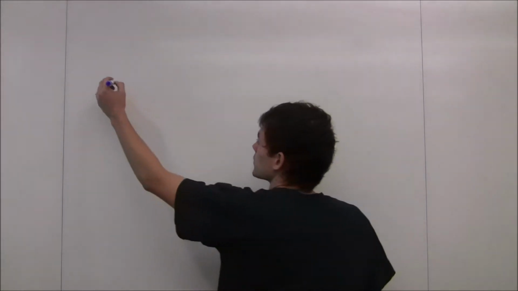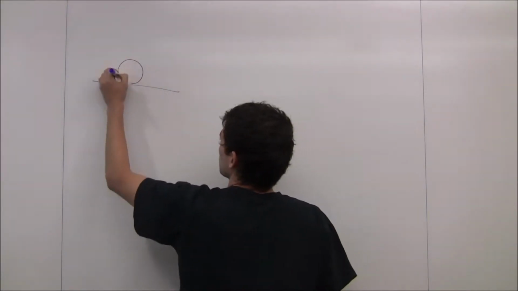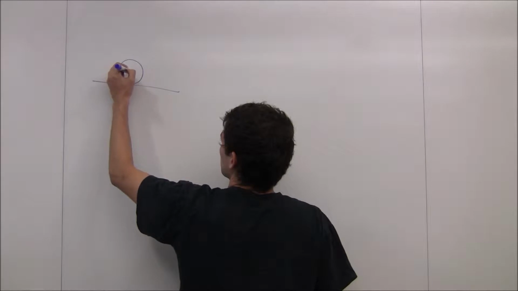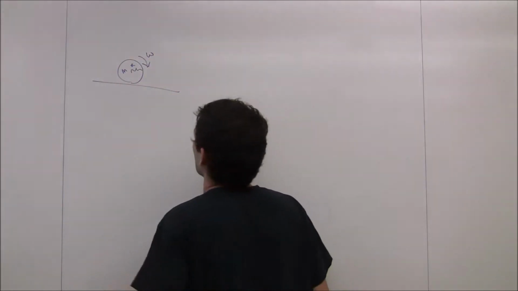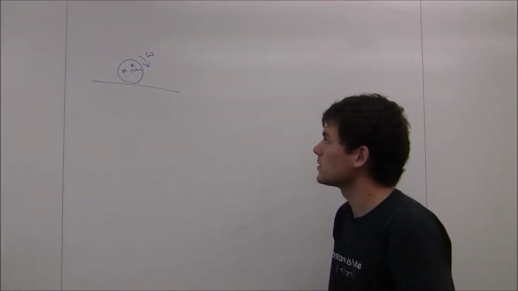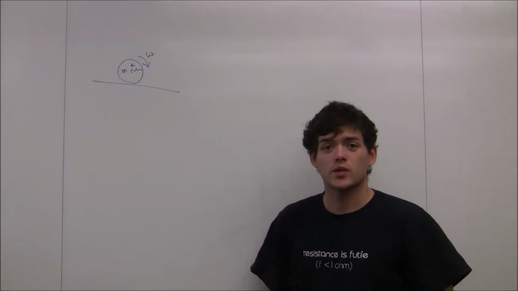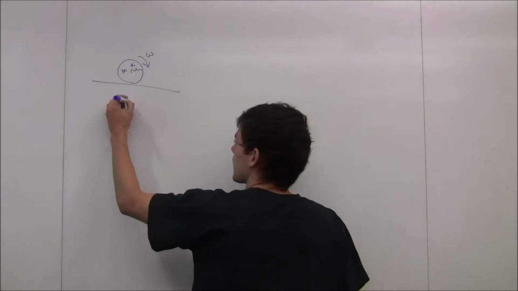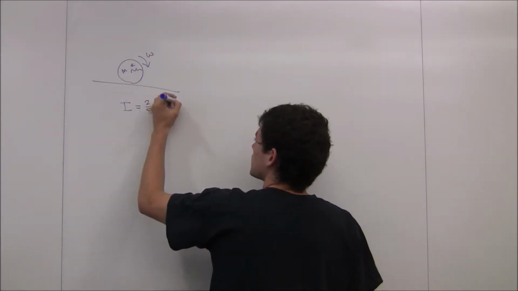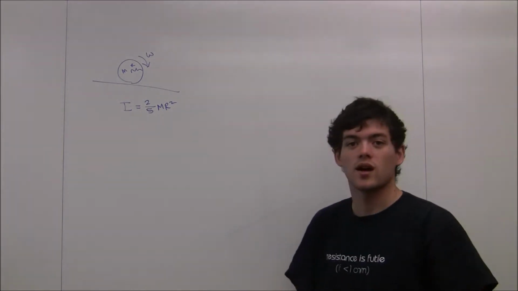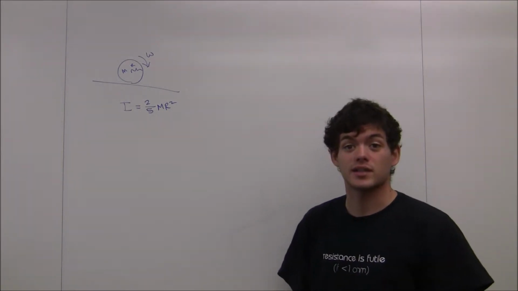So in this problem, we're told that a ball of mass m and radius r is rolling without slipping with angular velocity omega. It's going to be a sphere, which means that its moment of inertia I is going to be 2/5 mr squared. And we're asked what fraction of its kinetic energy is translational.